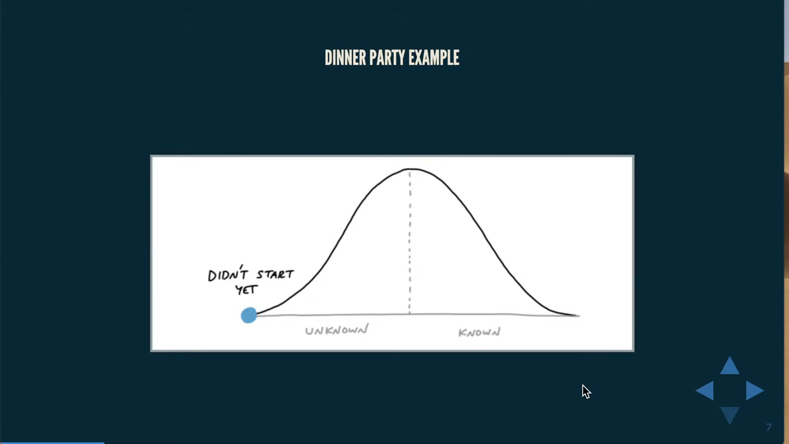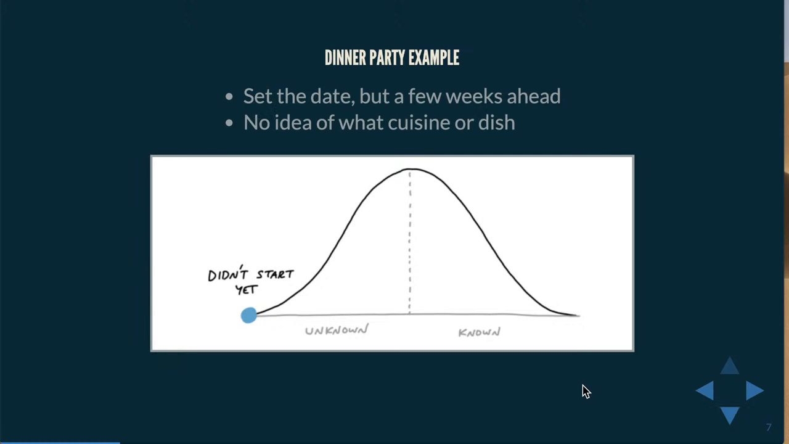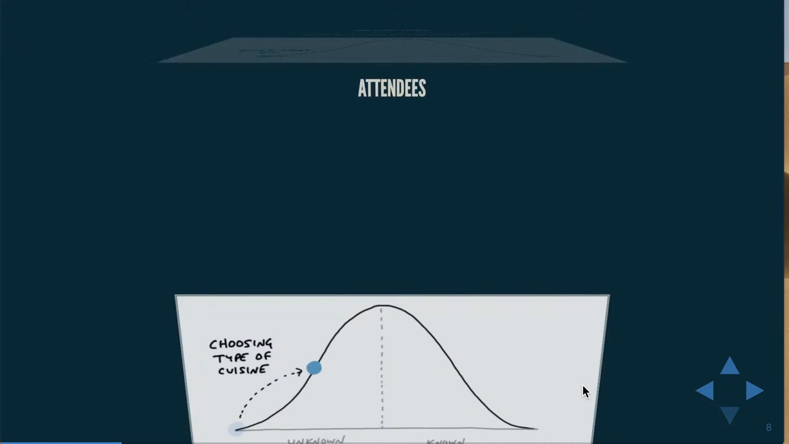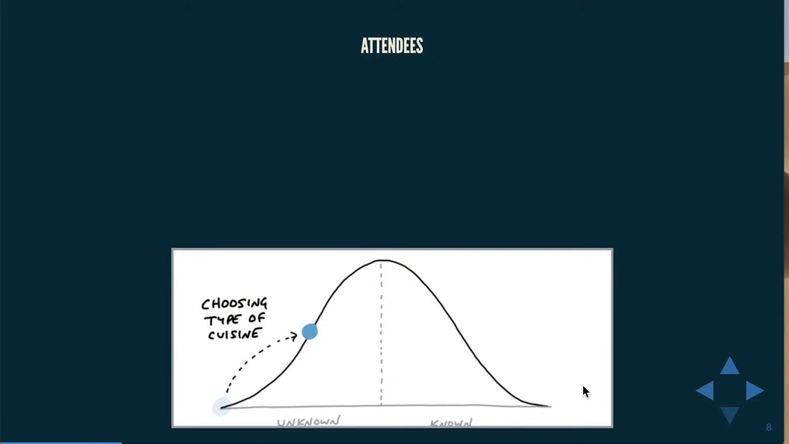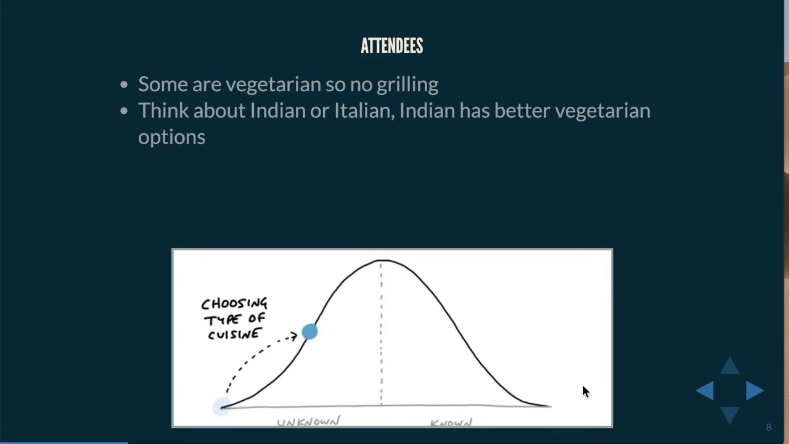To show the hill example, they've used the dinner party example. We haven't started yet, so we're at the bottom of the hill. We set the date, but it's a few weeks ahead. We don't know what cuisine or what dish we're going to make, so we don't know anything. Now we figure out our attendees. Some of our attendees will be vegetarian, so we're not going to do that big meat grilling thing. So maybe we can do Indian or Italian, but Italian has better vegetarian options. You can see here we're halfway up the hill. We're kind of picking the cuisine.